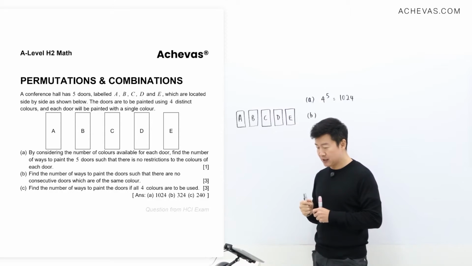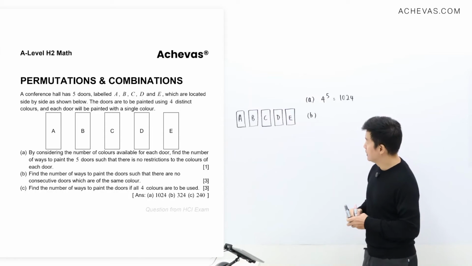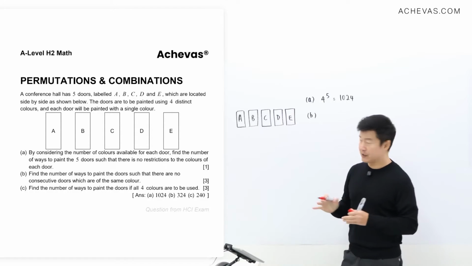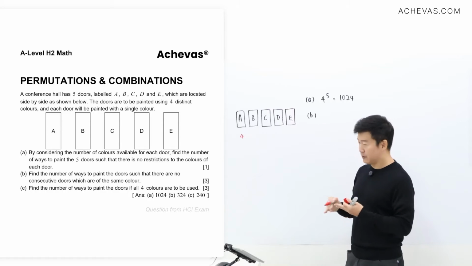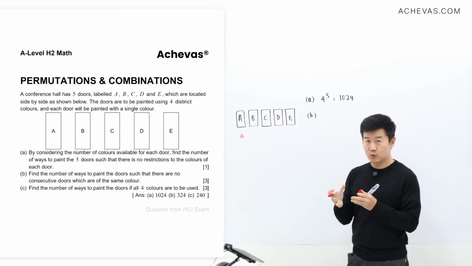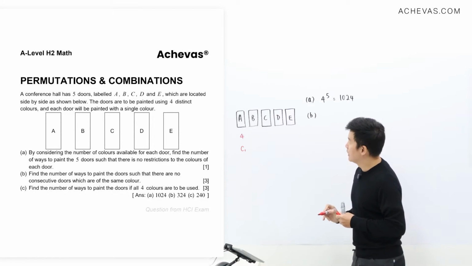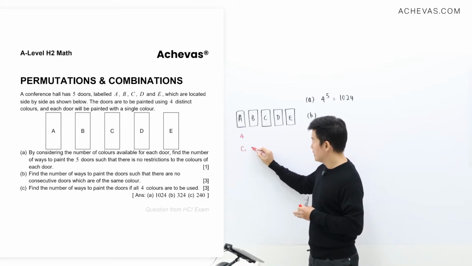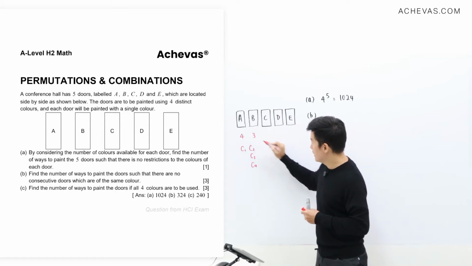Then part B. For part B, we are going to try to paint these 5 doors again, and this time we want to paint them such that no consecutive doors are going to be painted the same color. So for the first door, A, we have all the options, right? So it will be 4 options. Let's say of the 4 colors, C1, C2, C3, C4, C1 is being used. Then for the second door, we will only have options C2, C3, or C4. We will have 3 options. So it will be 3 here.